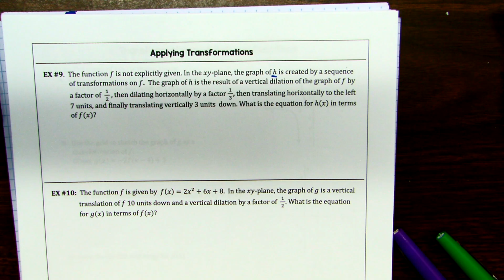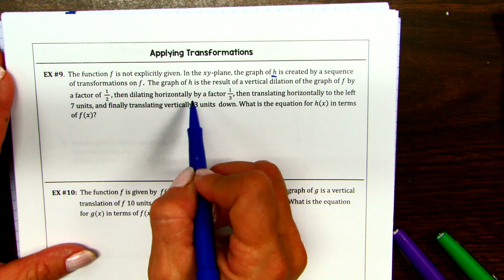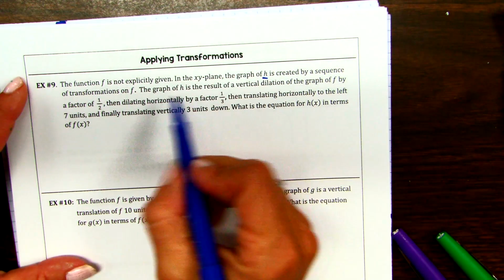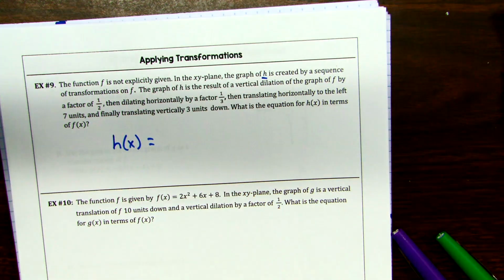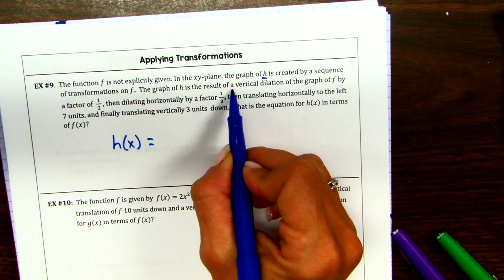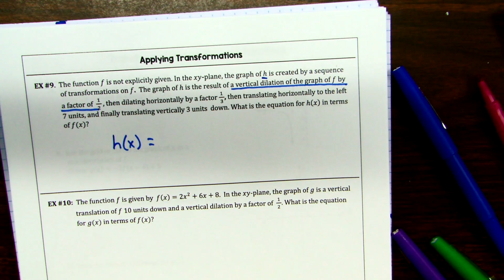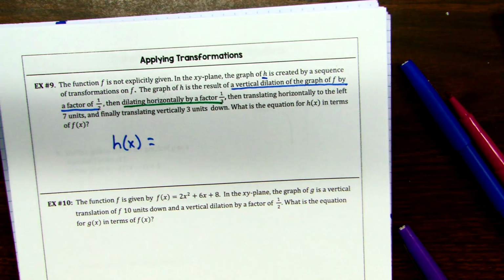We don't know f, but we do know that we're going to make some changes to f, whatever f is, to create a graph of h. It's what we've done over and over and over again. Same thing. So we're going to be given some information about this new graph of h, and we're going to create the equation, okay? So I'll kind of color code for you. So the graph of h, which is what we're going to be creating. The graph of h is the result of a vertical dilation of the graph of f by a factor of 1/2, okay? I'm just going to read through and I'm going to color code it for you. Dilating horizontally by a factor of 1/3.